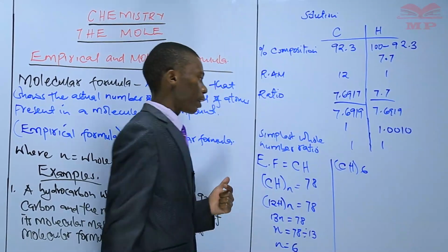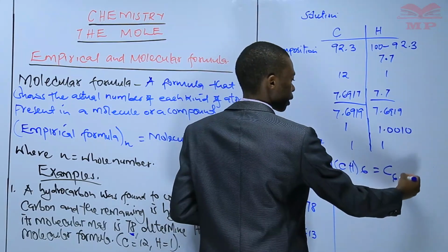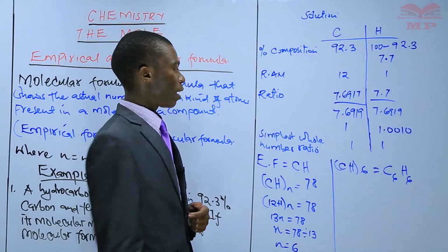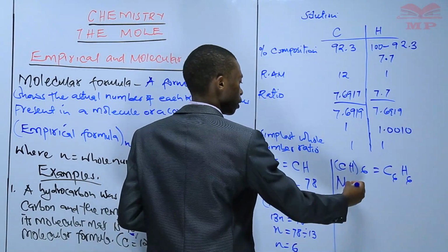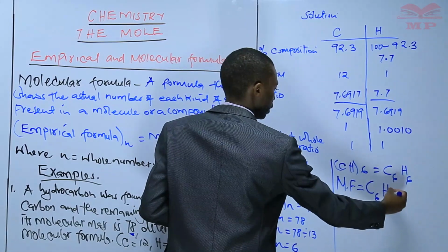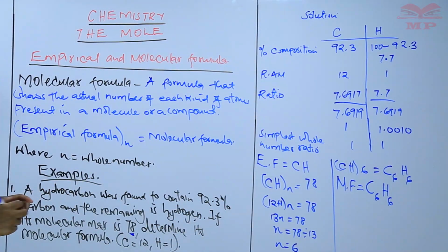If n is 6, then you substitute, and this will give you 6 carbon atoms and 6 hydrogen atoms. And therefore, the molecular formula is C6H6. That is how you go about it.